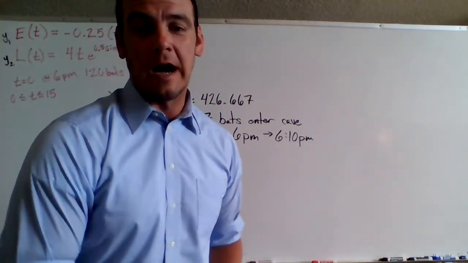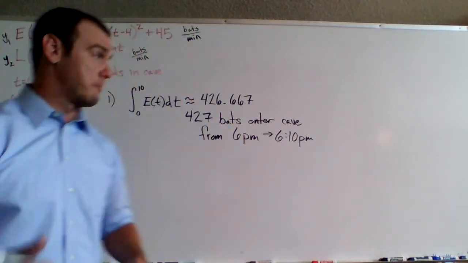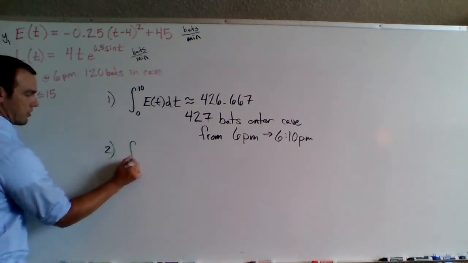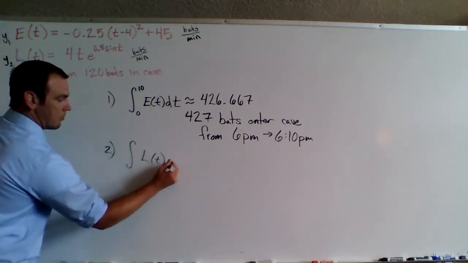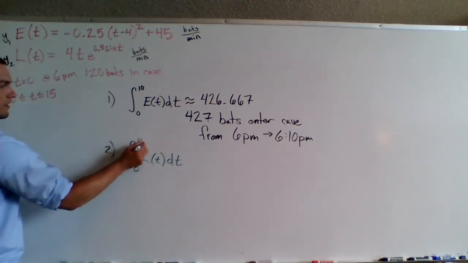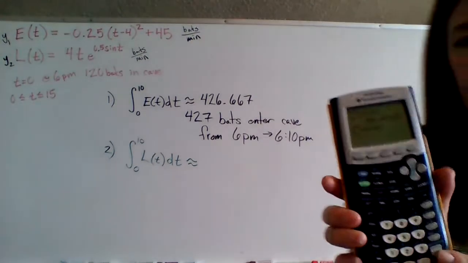Number two: how many bats leave the cave from 6 p.m. to 6:10 p.m.? It's pretty much the same thing, but we want to use our equation L of t now, which should be Y2. We're going to integrate once again from 0 to 10. And that's really all the work you need to show.